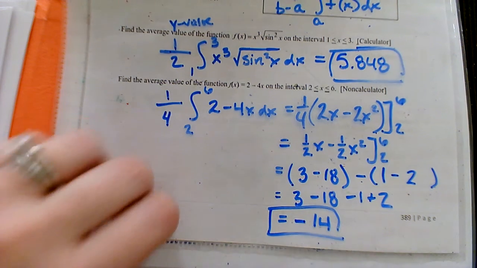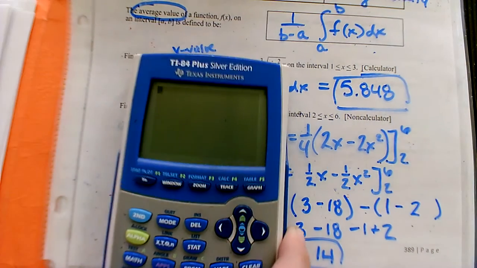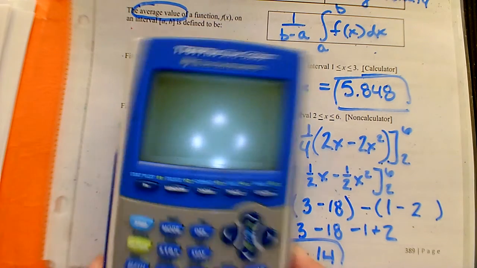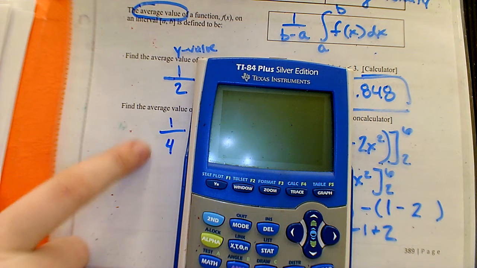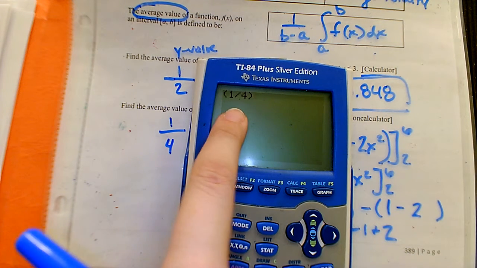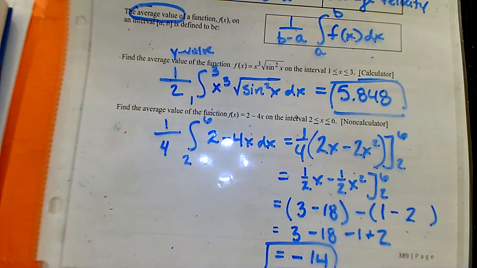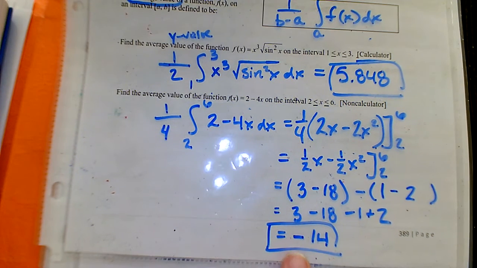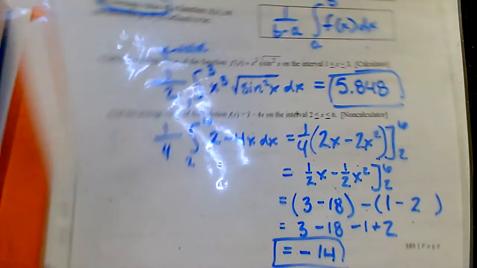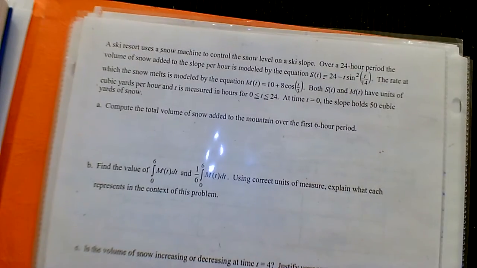Check out. Okay. I know it says non-calculator, but let's go ahead and maybe check our work with a calculator just to make sure we were on the right step or the right process here. We need a 1/4 out front. So you could do 1 divided by 4 in parentheses or 0.25 if you want to do decimal. Then we'll bring up the integral from 2 to 6. And the function we wanted was 2 minus 4x. We get negative 14, okay? So the average y value of this function is negative 14, meaning it's mostly below the x-axis. Some y values are more than this, less than this, but on average you have a y value of negative 14, okay?